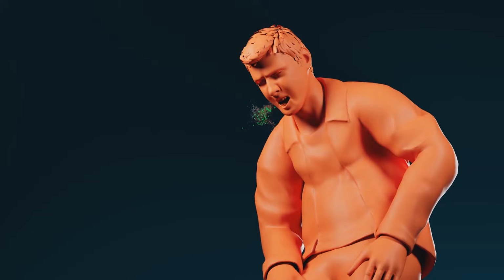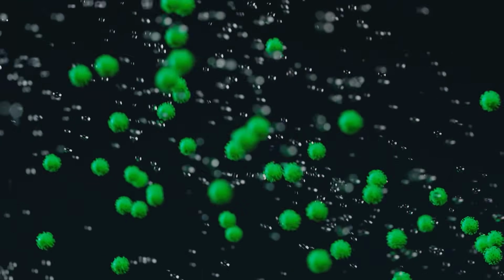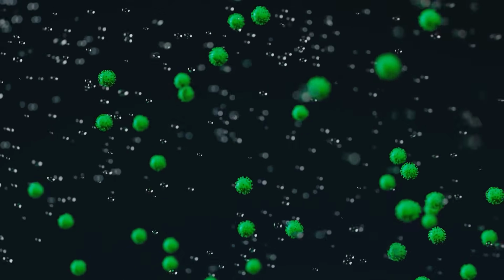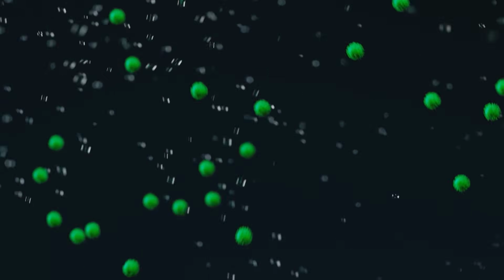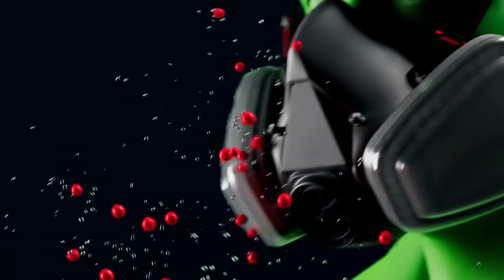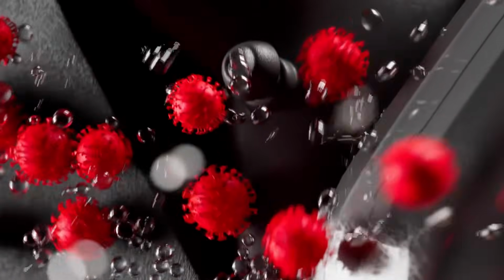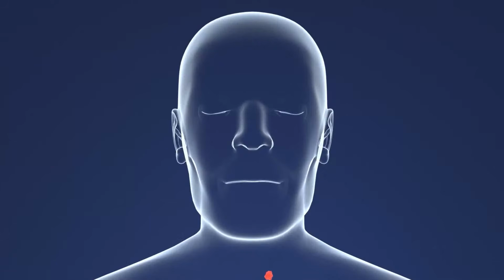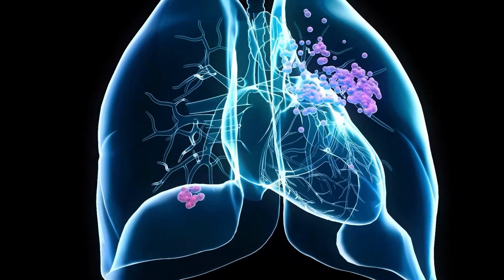When someone with active pulmonary TB coughs, sneezes, speaks, laughs, or sings, tiny infectious droplets are released into the air. These droplets can remain suspended in the air for several hours, especially in enclosed spaces with poor ventilation. When another person inhales these droplets, the bacteria can reach the lungs and begin infection.